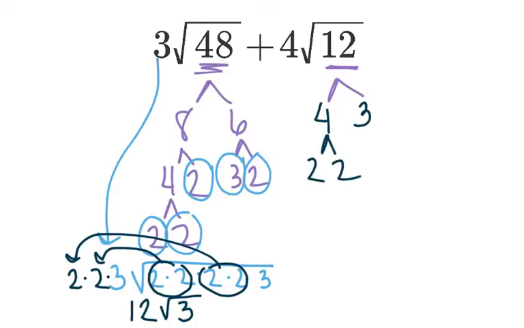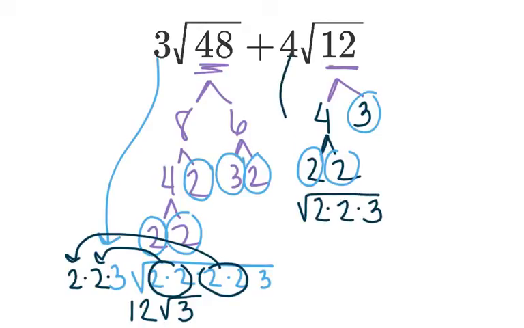So 4 breaks into 2 2's, and 3 is already prime. So those are the only primes that make up 12. So just like before, I'm going to write out my radical and list my primes in order. And like before, this number comes down and sits out front. Now, again, I'm circling pairs, so the only thing I can pull out this time is a 2. So when I multiply those numbers together, I end up with 8 radical 3.